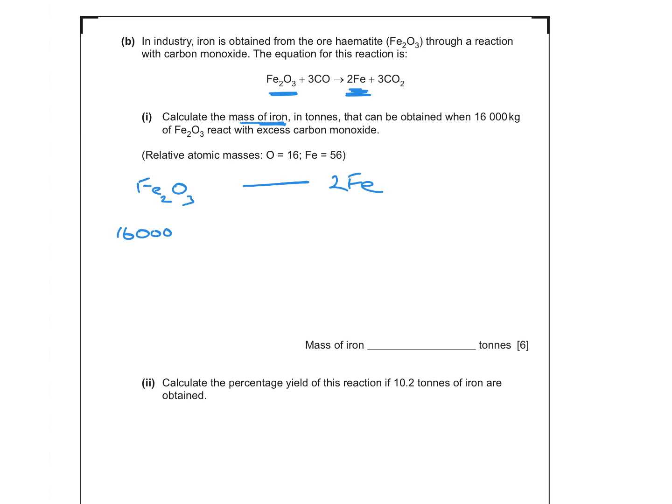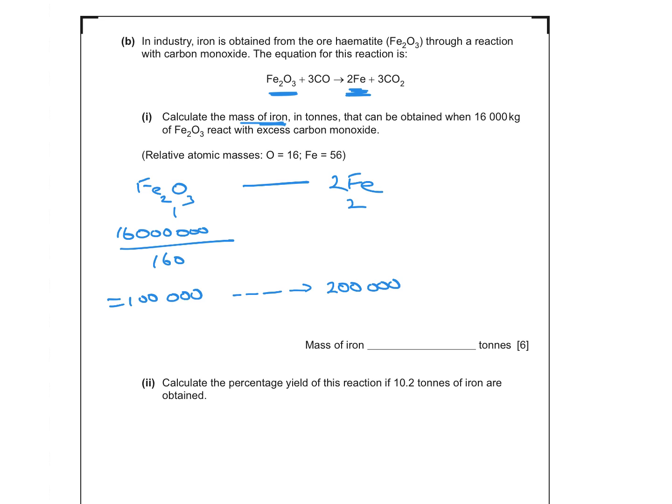To convert that to grams, multiply by 1,000. And then I divide by the RFM of Fe2O3, which is 160. And that gives 100,000 moles. Now you can see it is a 1:2 ratio, so that means that that should produce 200,000 moles of iron.